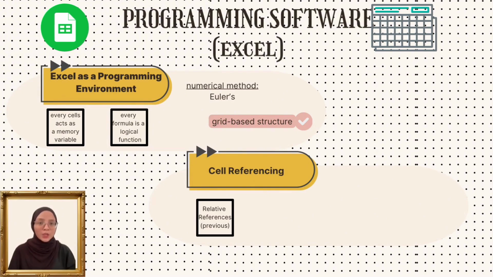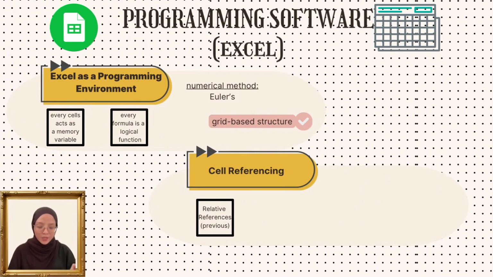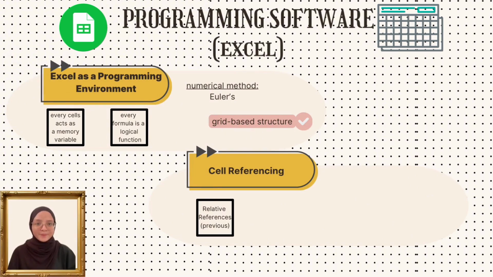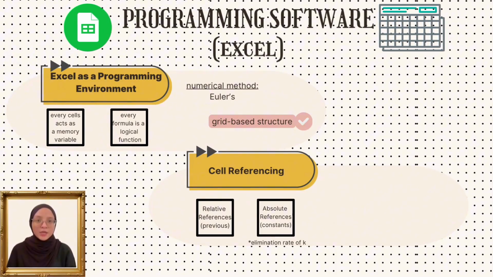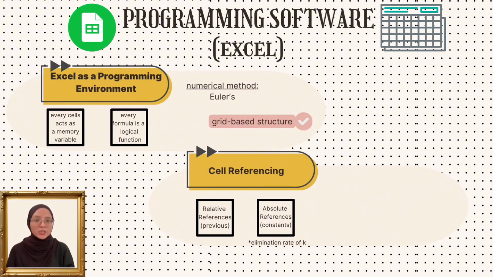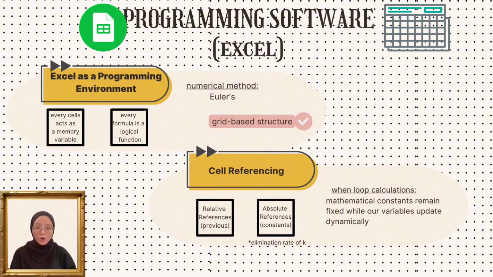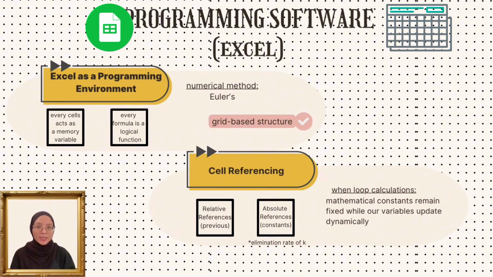To program the Euler method, we use relative references for the previous concentration, allowing the calculation to move forward in time. We use absolute references for the constant, like the elimination rate k. This ensures that we loop our calculation down the rows. Our mathematical constants remain fixed while our variables update dynamically.